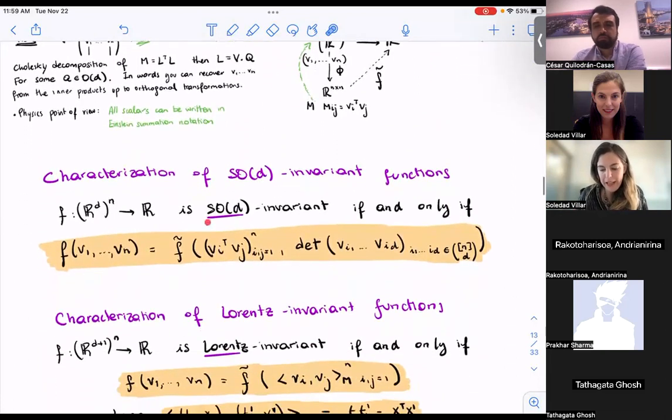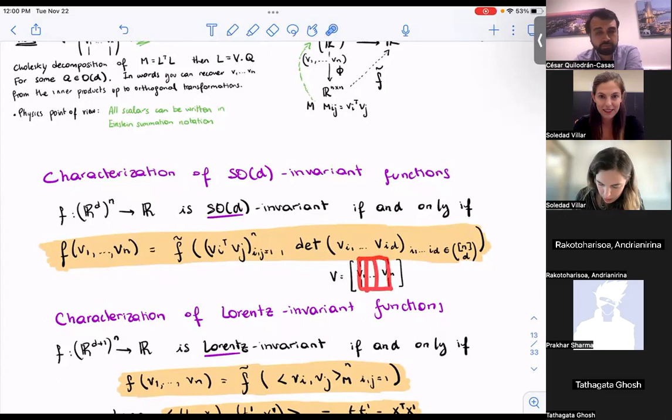The fundamental theorem for SOD, which is rotations without the reflections, says that a function that is invariant is a function of the inner products and the D by D sub-determinants of B, the matrix of vectors. So if you have your vectors, as I had before, B1 to Bn, I can take D by D sub-determinants of this matrix, and it will look like this, all these D by D sub-matrices that I can write here. And these are going to be invariant functions as well.